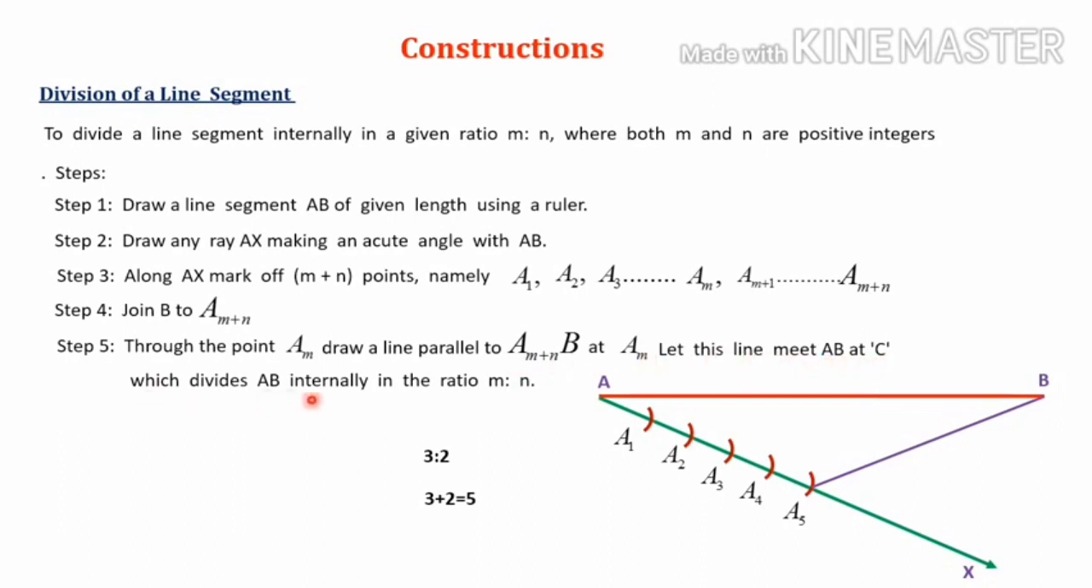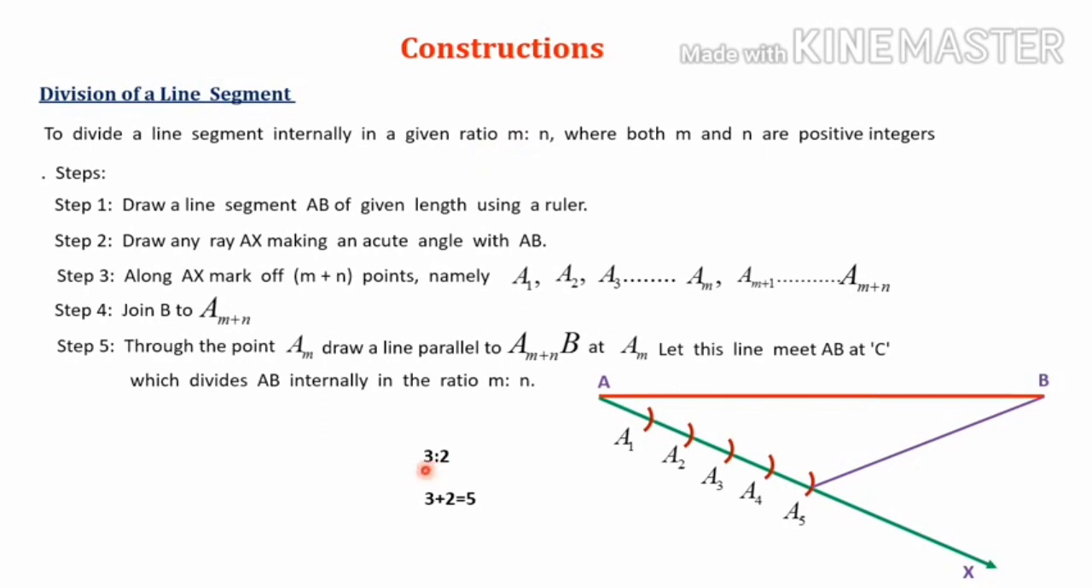which divides AB internally in the ratio m:n. This is also a general explanation. As I said before, general explanations you may feel difficult to understand. But when we use an example, it will be easy for you. Here, through the point A3, in the sense here M is this one, first division, that is 3.